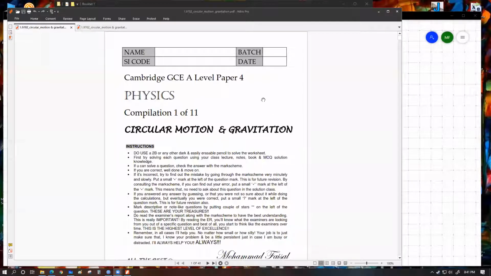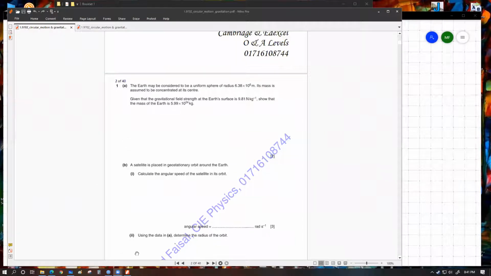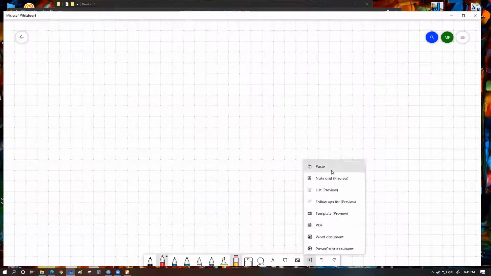This is the solution class for the circular motion gravitation worksheet. So we're going to continue our solution process within this worksheet. So let's just bring in the whole PDF here.